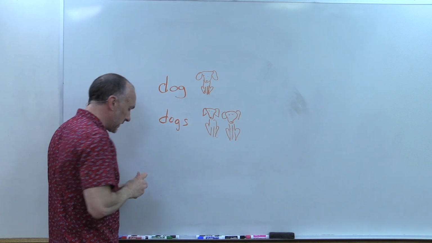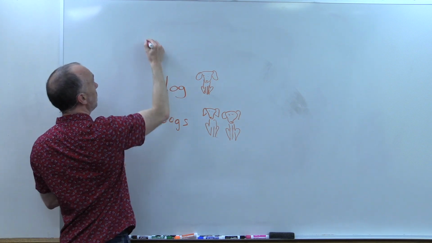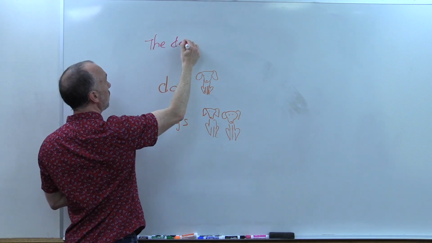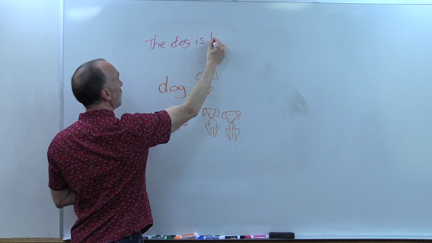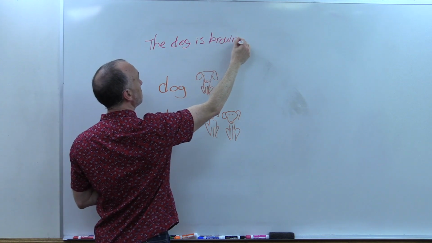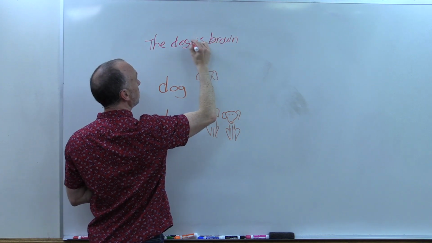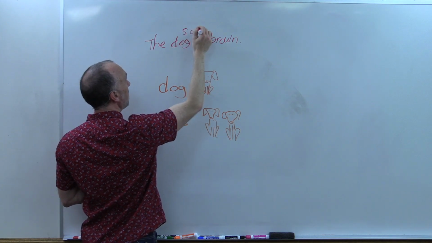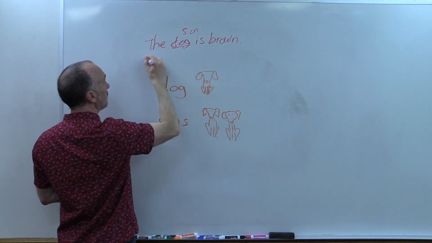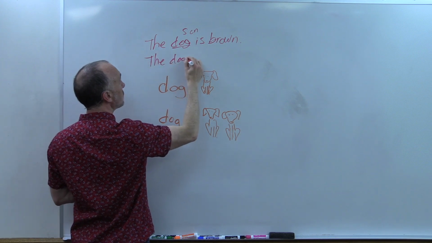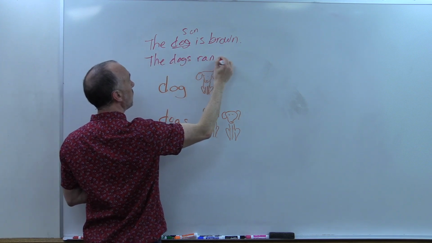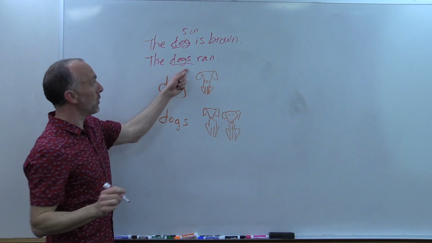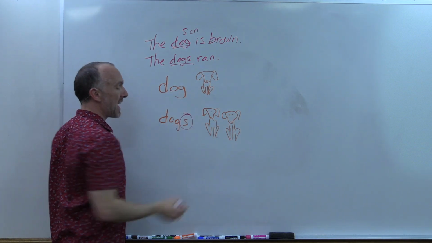So how does that look in a sentence? The dog is brown. The dog is brown. Singular, common noun. Dog. The dogs ran. Well, that tells the reader there's more than one dog. All we do is add an S.